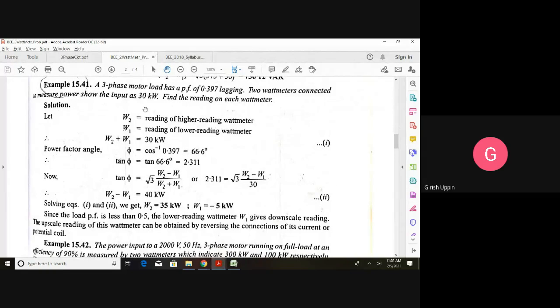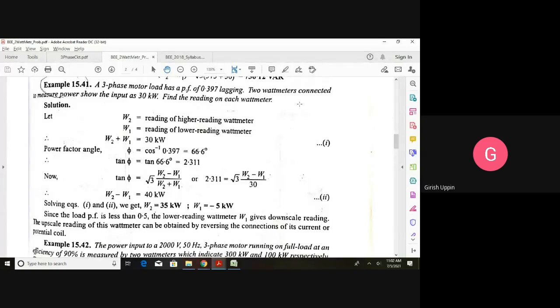A three-phase motor load has a power factor of 0.397 lagging. So power factor is given. What is this value? Cos phi is equal to 0.397. Two wattmeters are connected to measure the power. Show the input as 30 kilowatt. Find the reading on each wattmeter.